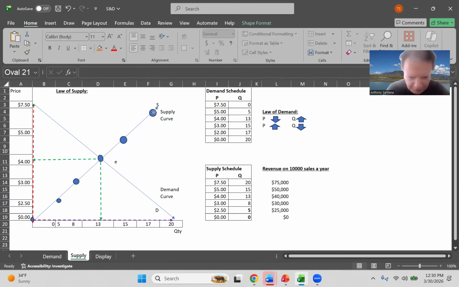From 15, where do we go? 13. Let's see, 15. So from 15 to 20 is 5 more people, right? So I have these dots, and if I connect them together, I can make my supply curve.